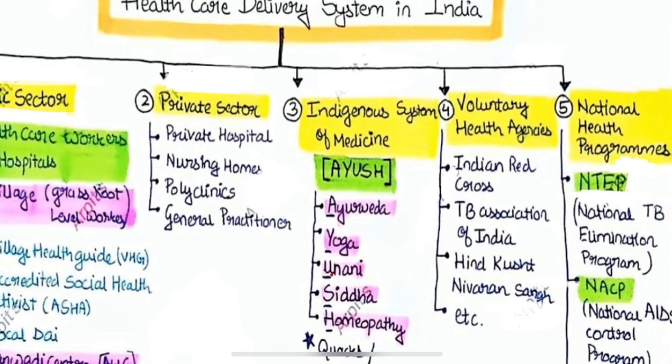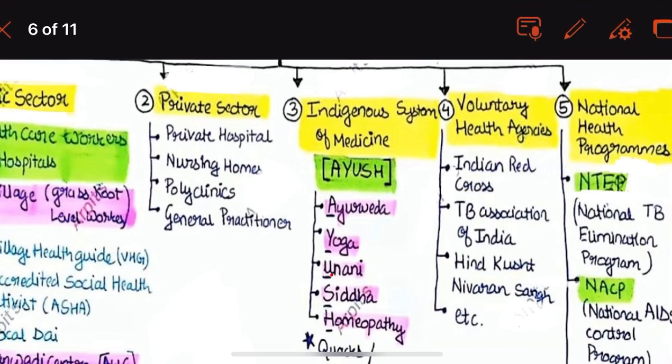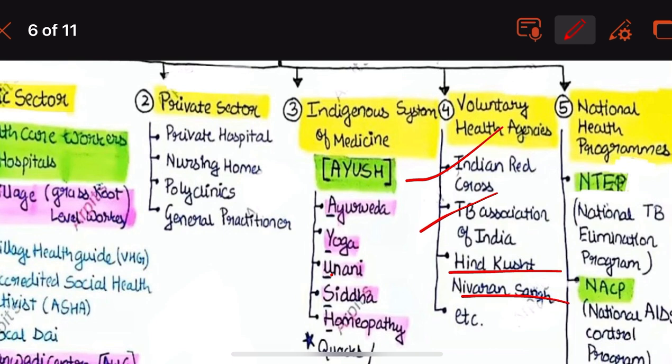Next, we have voluntary health agencies. The voluntary health agencies are the Indian Red Cross, TB Association of India, Hind Kusht Nivaran Sangh, etc. So these are certain voluntary health agencies: Indian Red Cross, TB Association of India, and Hind Kusht Nivaran Sangh.